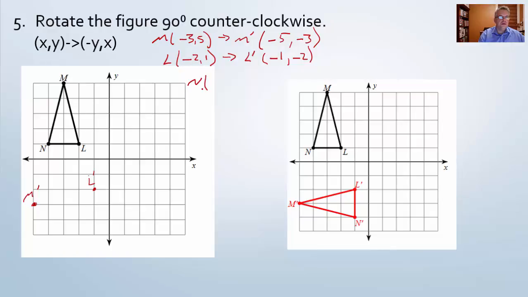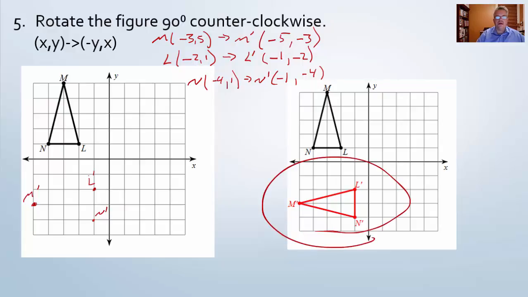The original coordinates of N are -4, 1. So for N prime, if you like it this way, we switch them and take the opposite. So if we switch them, this would be 1, but we take the opposite. It's -1, and this would be -4. Or, if you want, the first coordinate is the opposite of y. The opposite of 1 is -1. The second coordinate is x. So N prime, -1, -4, is going to be here. And if you connect them, you get exactly this. So we explained where that came from.